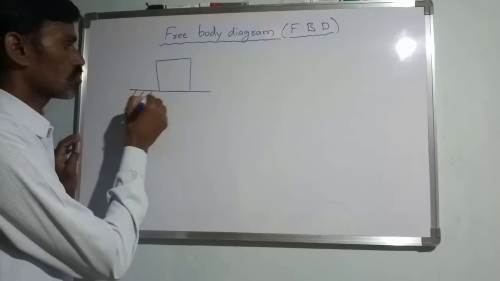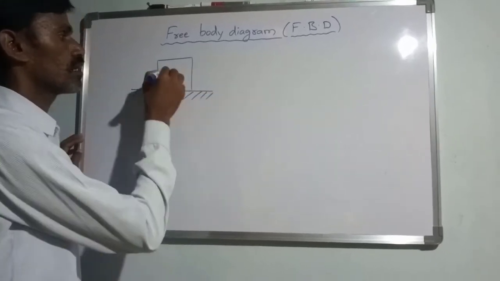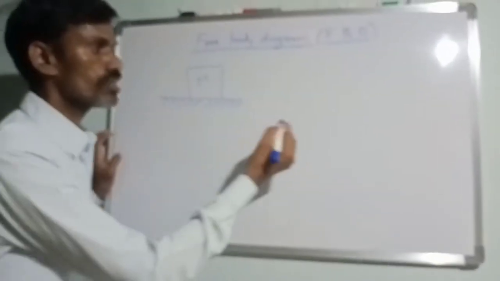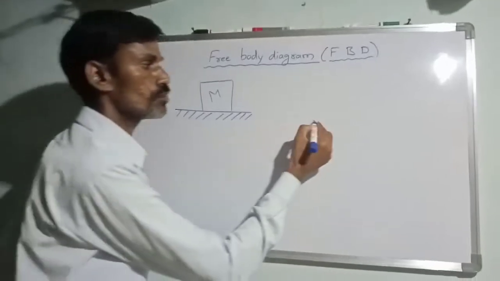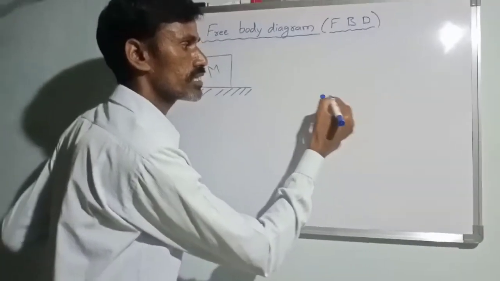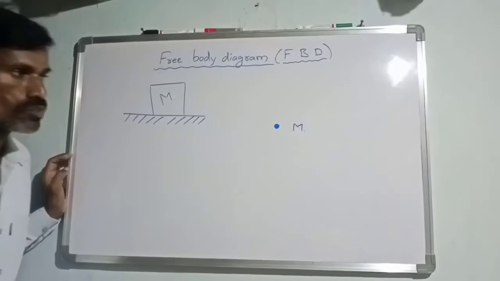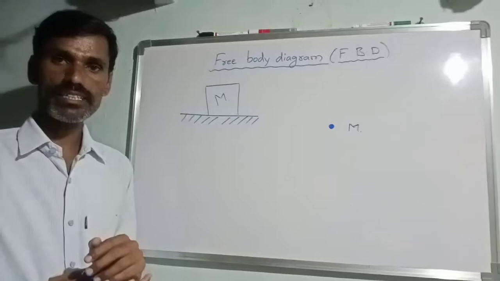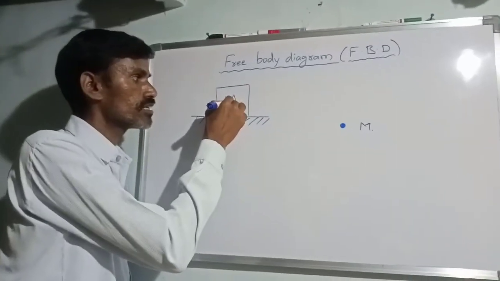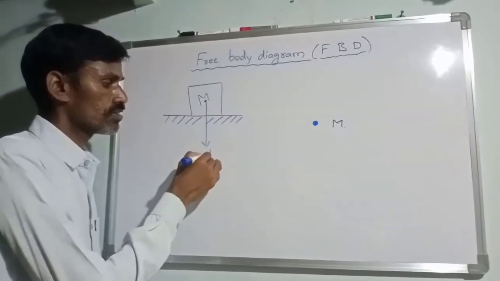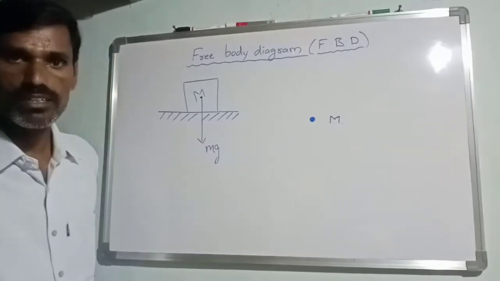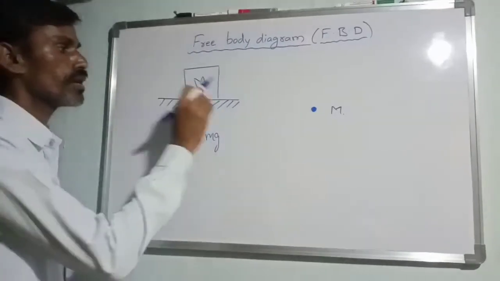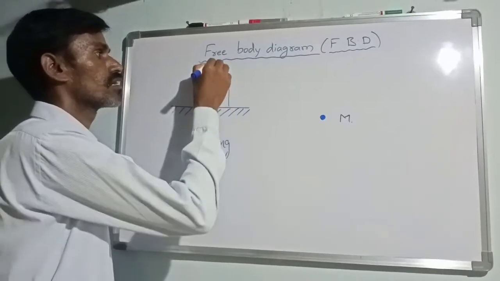Okay, on a surface a body M is placed. Now the free body diagram of this object: the mass is indicated with an M, with a dot. In this there are two forces acting. One is the weight of this object, which is downward, and the other is the normal reaction by the surface, N.